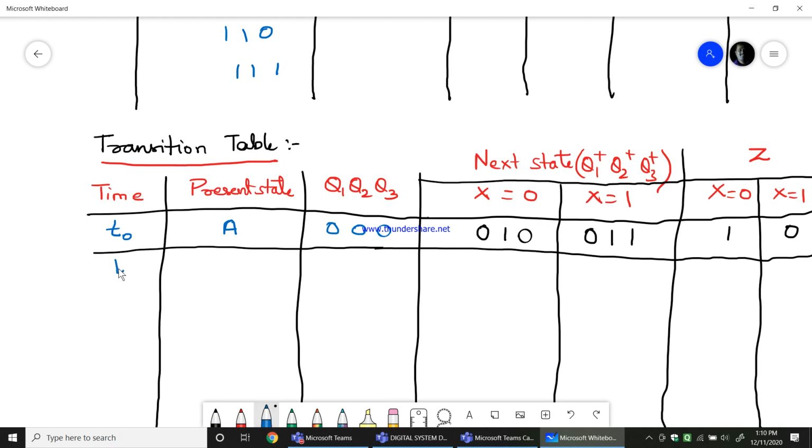Coming to t1, B and C is the present state, so I'll say 0, 1, 0 and 0, 1, 1 is B and C. Here you might ask how I took B and C as 0, 1, 0 and 0, 1, 1. Just to make the further simplification simple, we will assume B, C, D, E and all in a normal way only. So I'll be considering B and C as 0, 1, 0 and 0, 1, 1.